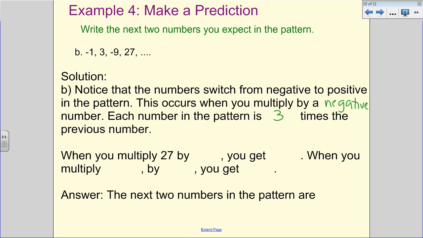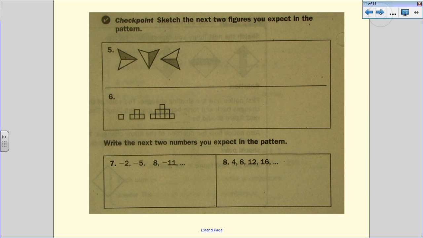So if I multiply 27 by -3, I'm going to get -81. Now when I multiply -81 by a -3, a negative times a negative is a positive, and now I get 243. So get that calculator out, pull it up on your computer, pull it up on your phone, and do those. So the answer here is -81 and 243.